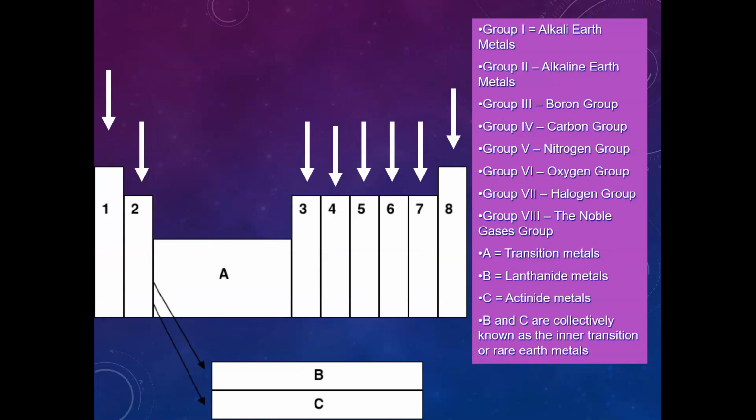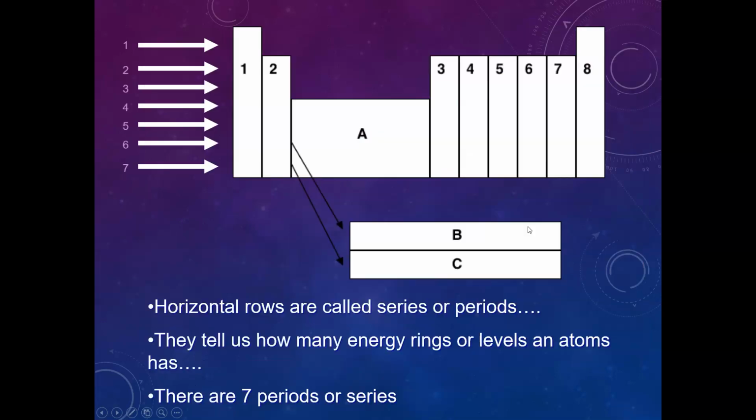So we've already looked at these names. So oftentimes, instead of numbering them like here with traditional numbers, we use Roman numerals. So you will see that on periodic tables. Now our horizontal rows are called series or periods. They're telling us how many energy rings or how many energy levels an atom has. There are 7 of those.